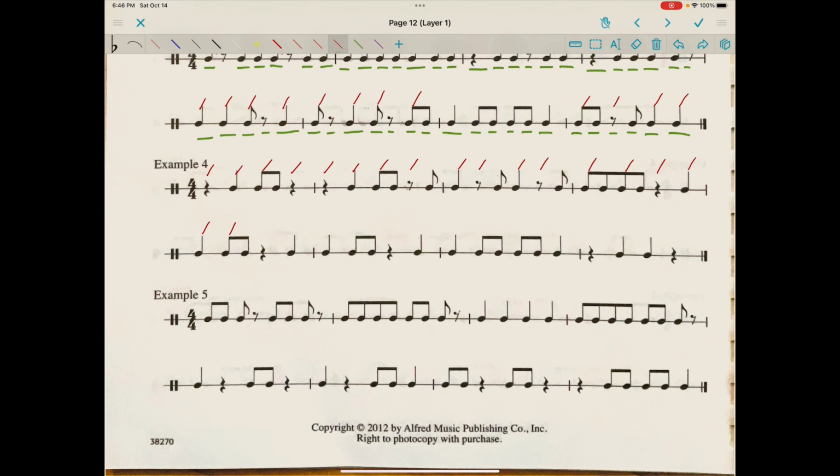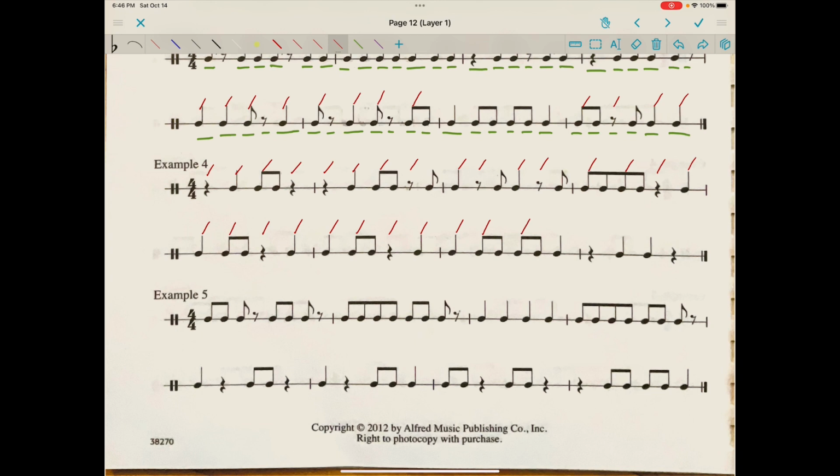2 eighth notes together worth a beat. Quarter rest worth a beat. Quarter note worth a beat. Quarter note worth a beat. 2 eighth notes together worth a beat. Quarter rest worth 1 beat. Quarter note worth 1 beat. Quarter note worth 1 beat. 2 eighth notes together, half a beat each equals 1 beat total.